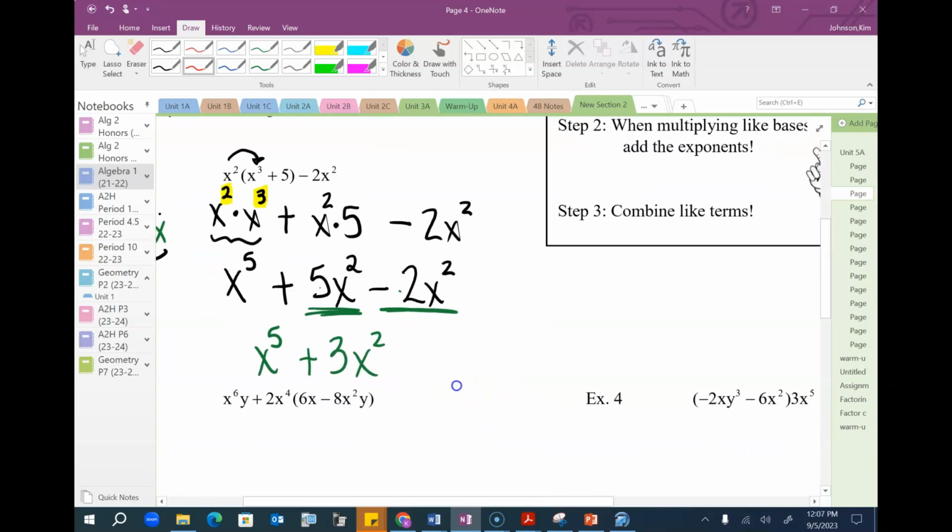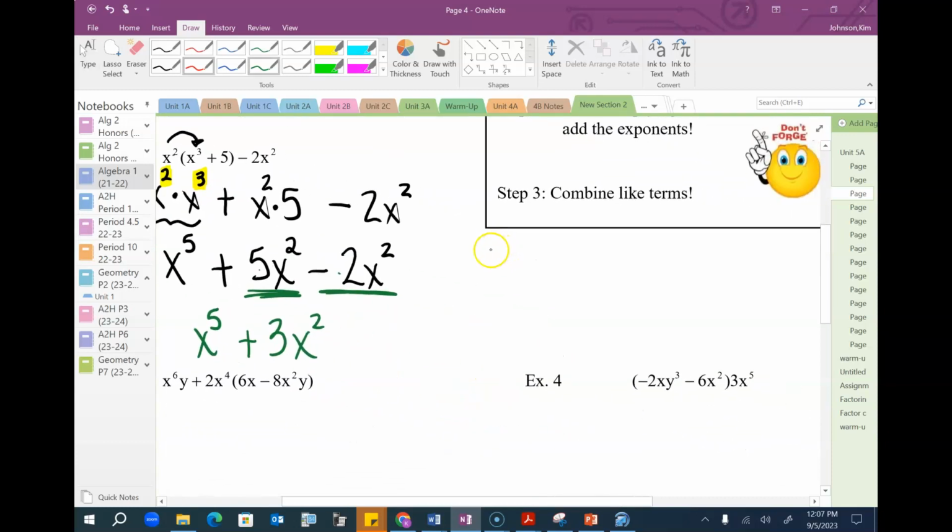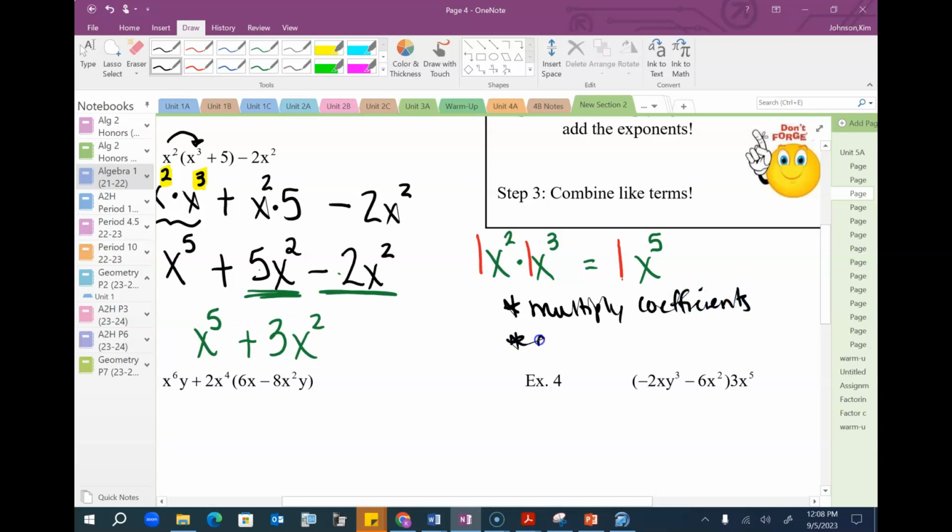So just to reiterate, when we multiplied x squared times x cubed, we ended up getting x to the 5th. We also have a coefficient in front of that x to the 5th, which is 1. The 1 is because we multiplied 1x squared by 1x cubed, and 1 times 1 is 1. So when we multiply, we want to make sure that we multiply the coefficients and then we add the exponents.